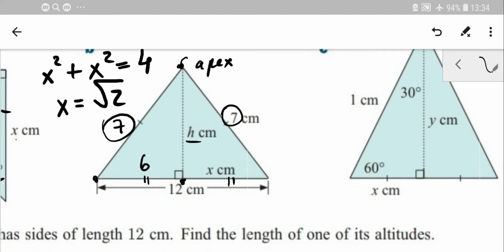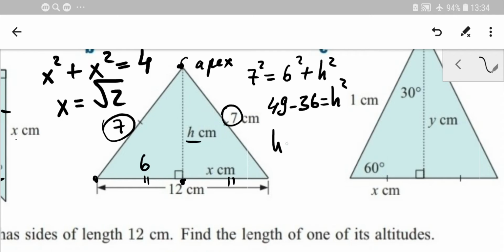Mark the vertices. So we have 7 as the hypotenuse, 7 squared equals 6 squared plus h squared, from where we've got 49 minus 36 equals h squared. So h is equal to, okay, let's calculate. 49 minus 36 is 13, square root of 13. That was it for h. Okay, what about x? Automatically x is just 6.